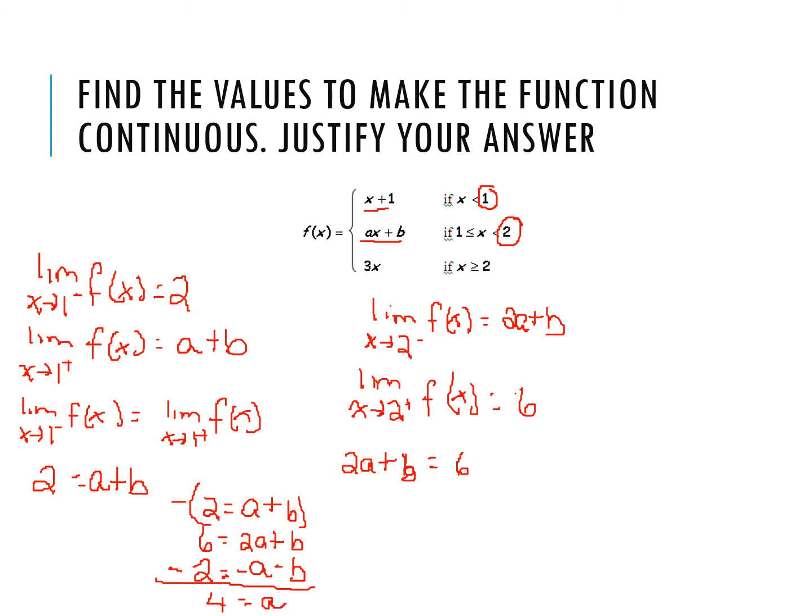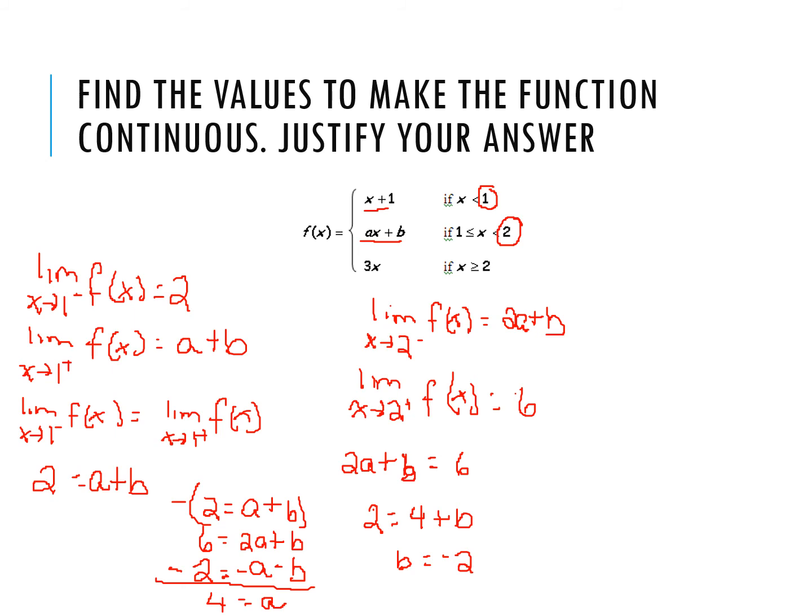So if 4 is equal to a, so 2 is equal to 4 plus b, then b is equal to negative 2. So I found a and b. So that is the first part of that expression. Now I have to prove it.